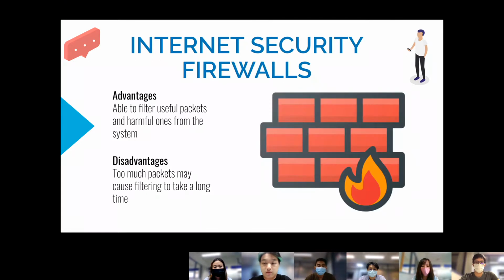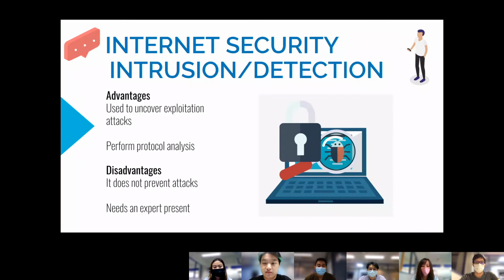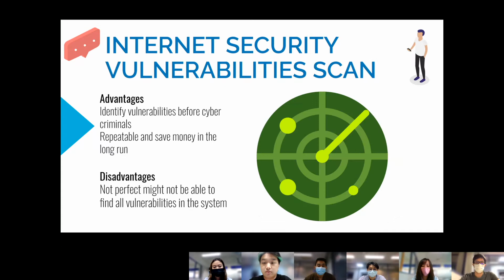The advantage of a firewall is being able to filter harmful packets from the useful ones. The disadvantage would be that if there are too many packets, it would take a very long time to do so. Next, the advantage of intrusion detection would be to uncover any exploitation attacks and perform protocol analysis. However, the disadvantage would be that it only detects the attack but will not be able to prevent it. You will also need an expert present to be able to know what to do with the information. Next, the advantage of vulnerability scanners would be that they can identify any vulnerabilities in the system before the cyber criminals can. It is also easily repeatable and can save money in the long run as it prevents the loss of customers. The disadvantage would be that you might not be able to find all the vulnerabilities in the system due to the advancement of technology.